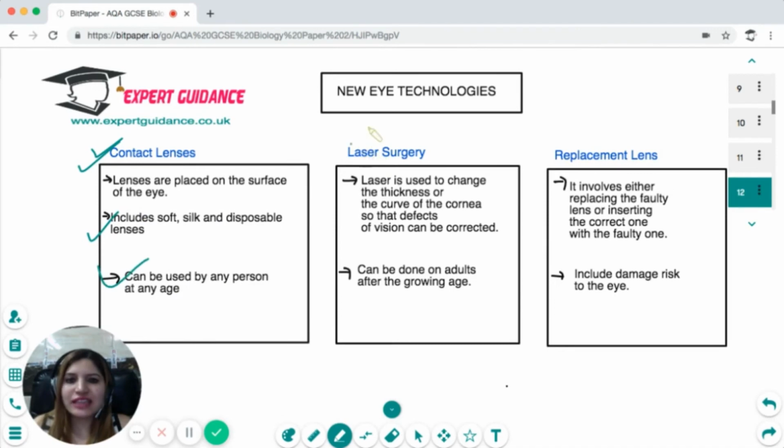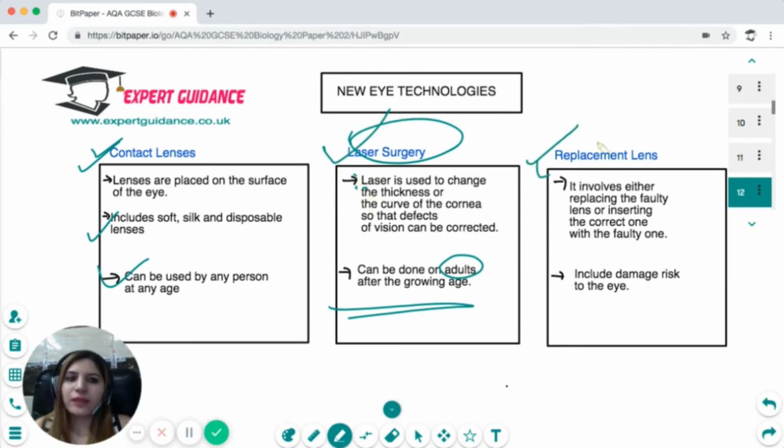Then there's laser surgery in which we change the thickness or the curve of the cornea so that it can properly refract and form the image at the retina, but it is generally done on adults because at the growing stage people can still have problems, so laser surgery cannot be successful.